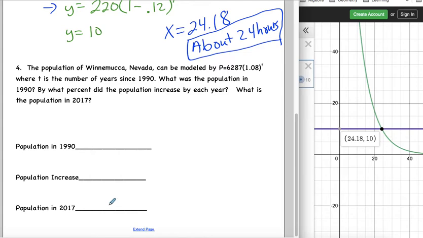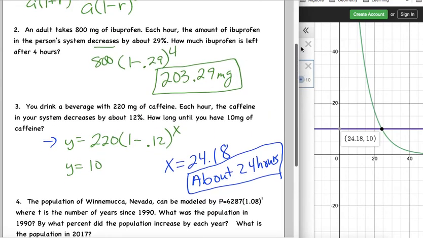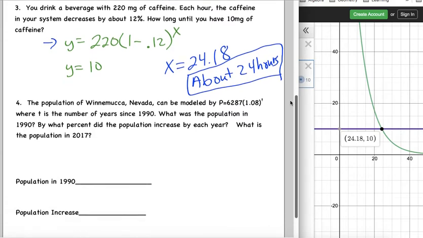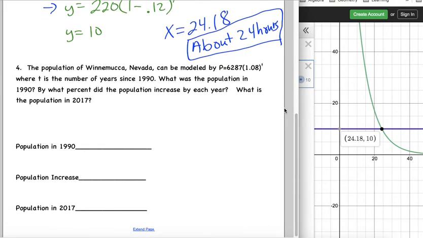Number 4 is asking a multi-part question here. The population of a place in Nevada can be modeled by this equation here, where t is the number of years since 1990. What was the population in 1990? What percent did the population increase by each year? And what's the population in 2017? So see how it says 1.08 in there? That's because they have simplified this 1 plus thing. 1.08 is more than 1. It is 0.08 more. So they have added a percentage of 8%. So I can tell the rate of increase by looking at that number.